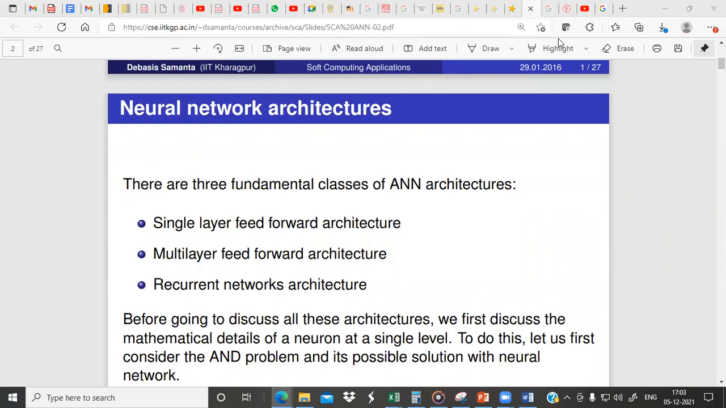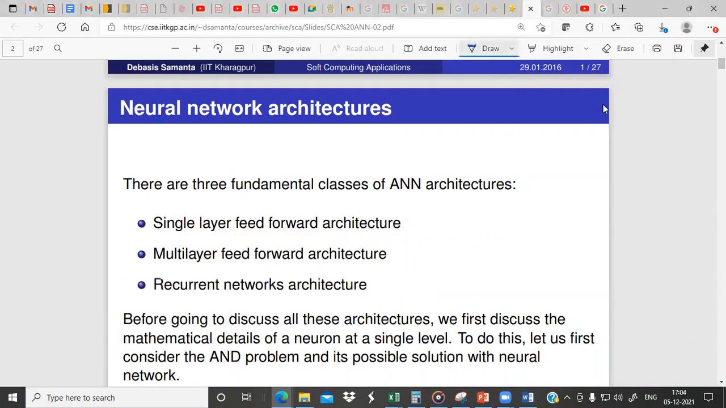Yeah, welcome. So we are discussing artificial neural networks. Let us continue with our discussion. In this lecture, we'll be discussing various neural network architectures. Basically here we'll be discussing three architectures: single layer feed forward architecture, multi-layer feed forward architecture, and recurrent network architecture.